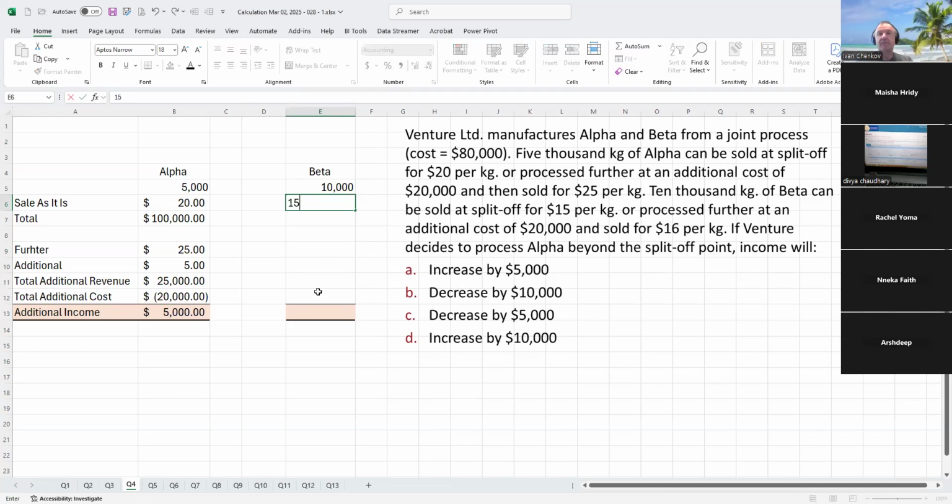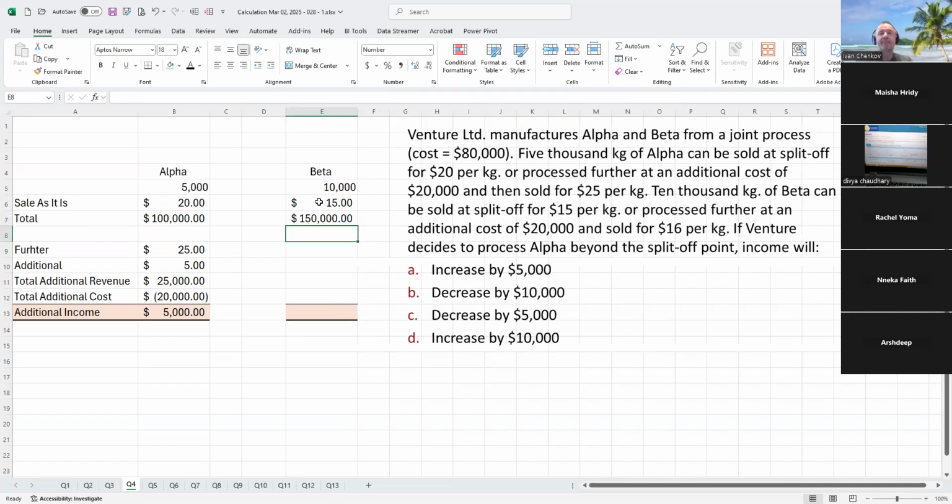$15 per kg. That is going to give us a total of 150,000. If we process further, how much can we sell it for? 16. How much additional are we getting? $1, times 10,000 kilograms. How much additional profit are we going to get? Revenue is 10,000, but we have to spend 20,000. We're losing 10,000.